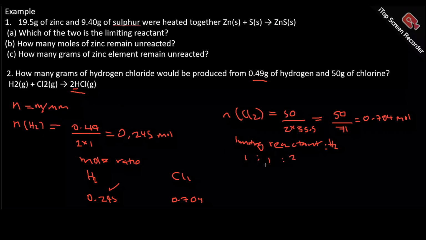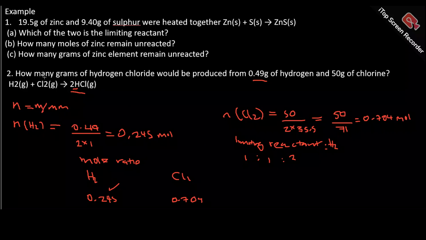So this is the mole ratio that we have. Now, how do we use the mole ratio? We use the mole ratio to find the number of moles. So I'm going to find the number of moles of hydrogen chloride, then use it to find the mass. Very simple. So what are we going to do?